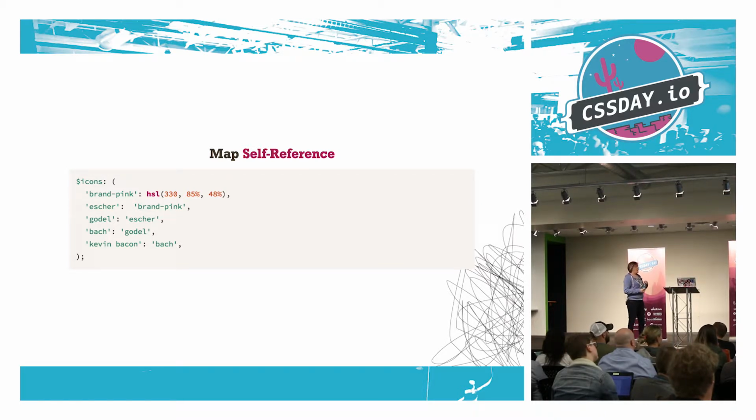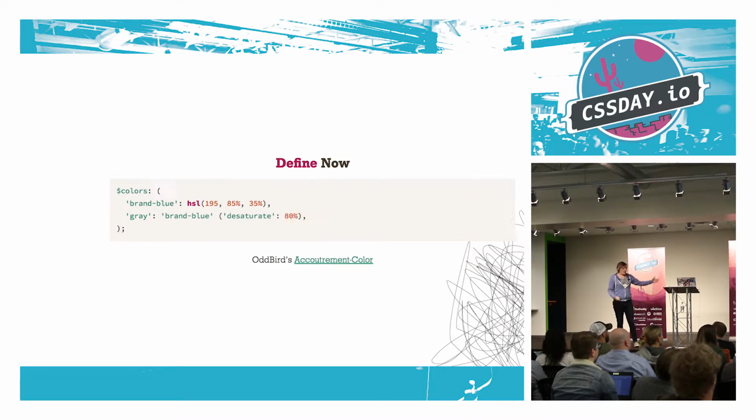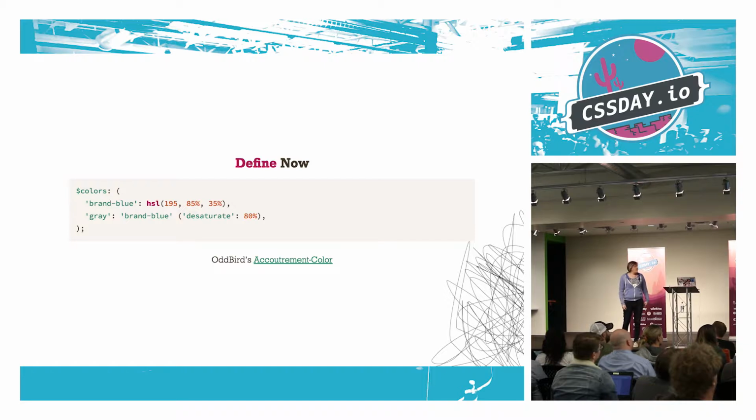So brand pink has a color. Escher is just going to be brand pink. Then we've got Goodell is Escher, Bach is Goodell, and Kevin Bacon is Bach. And if you follow that path, you get back to pink. So Kevin Bacon should be pink.